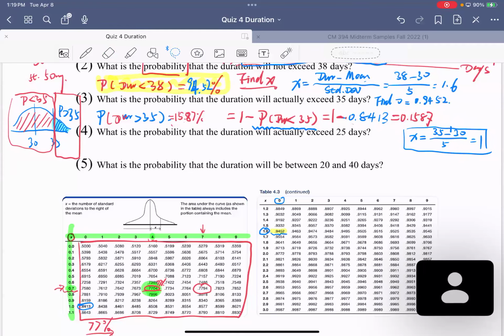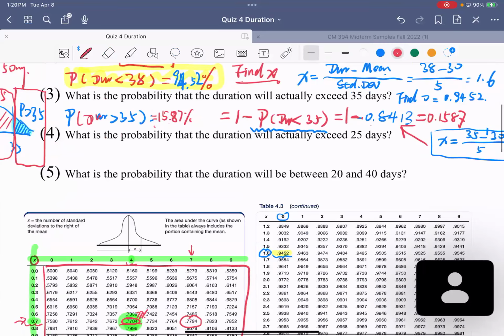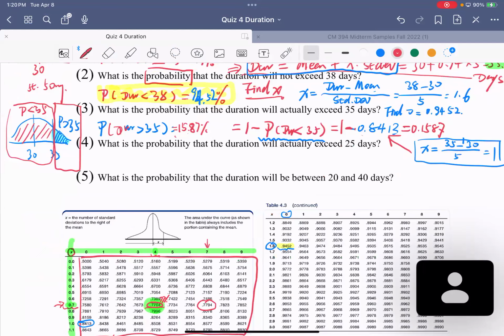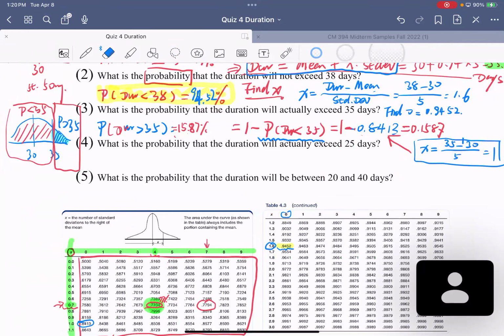All right, so are you good with this question 3? All right, so we're moving to question 4. Question 4 is regarding the duration being more than 25 days. So if you're looking for this, the drawing will look like this. You have 30 here, more than 25, right? So we have 25 in the middle here.